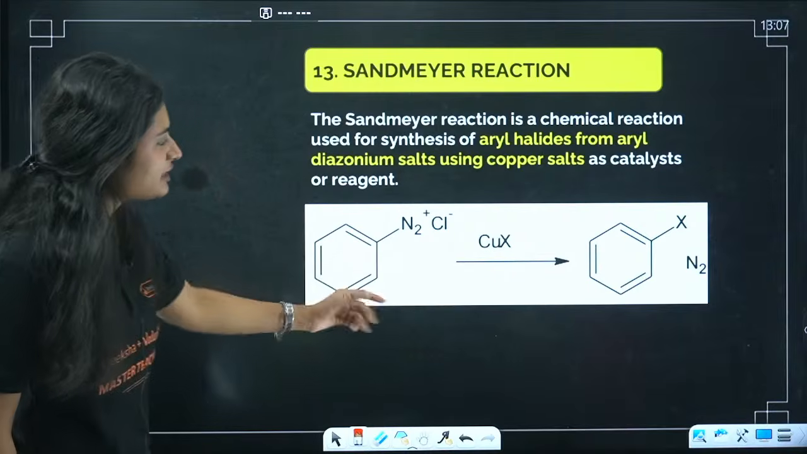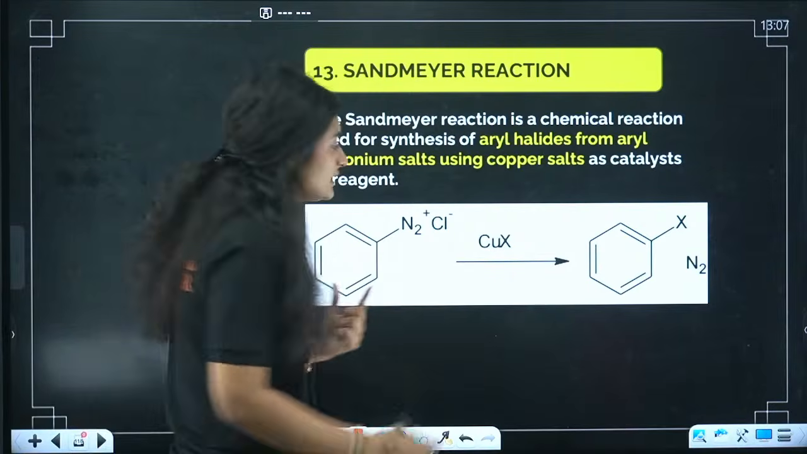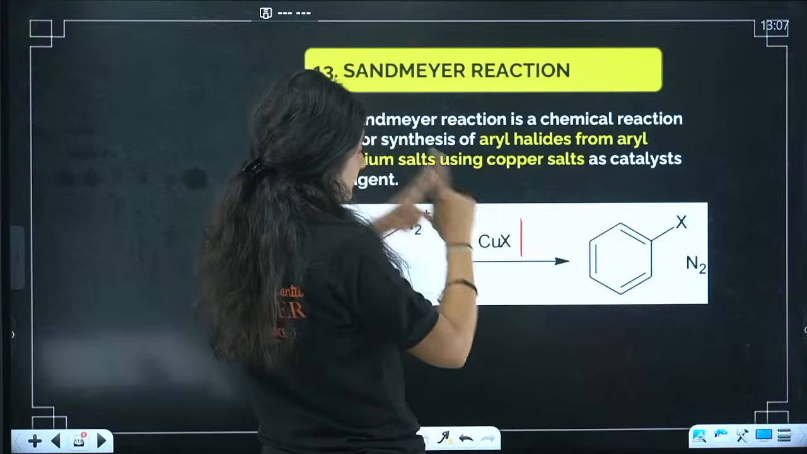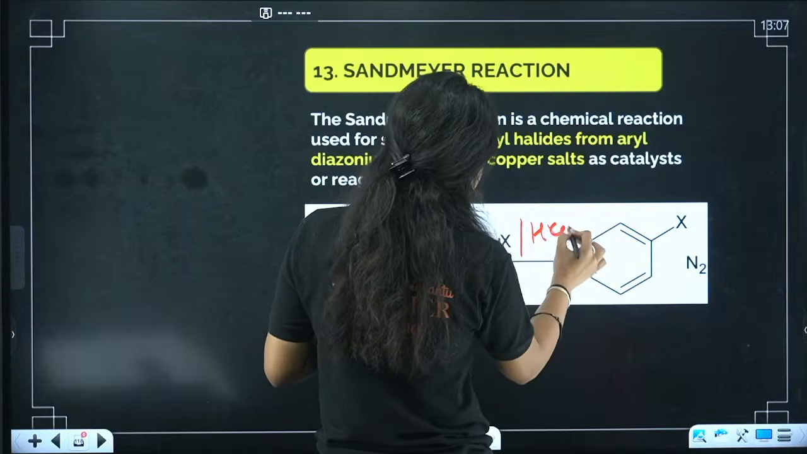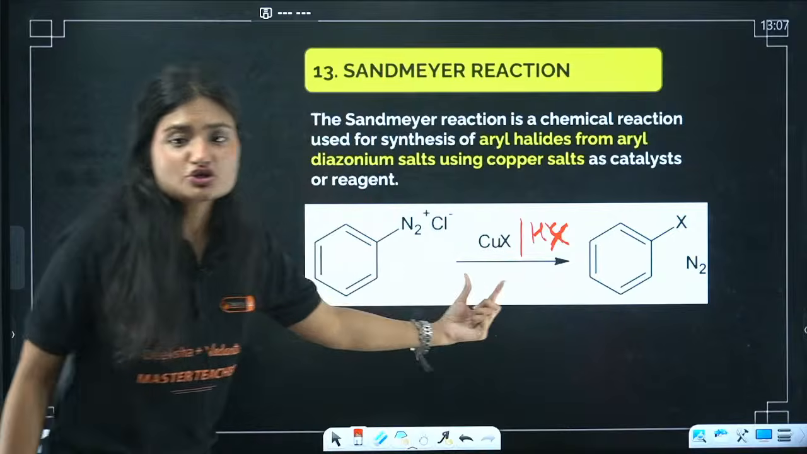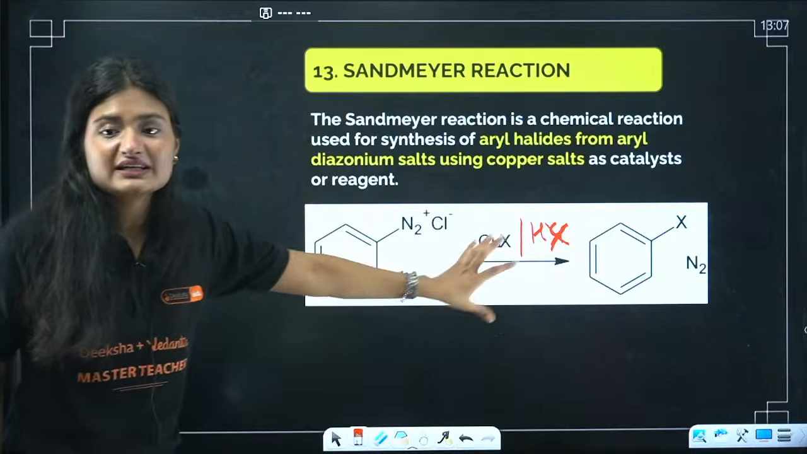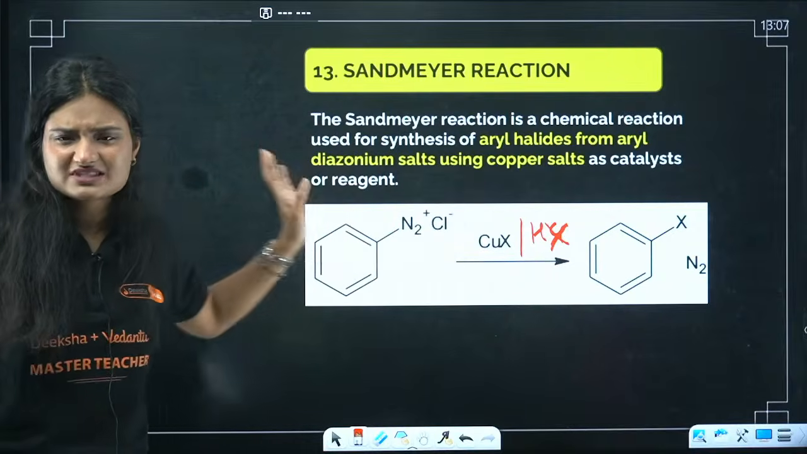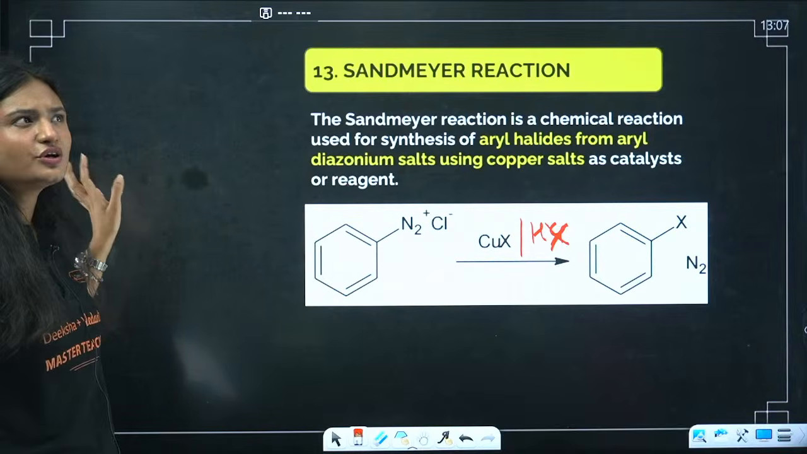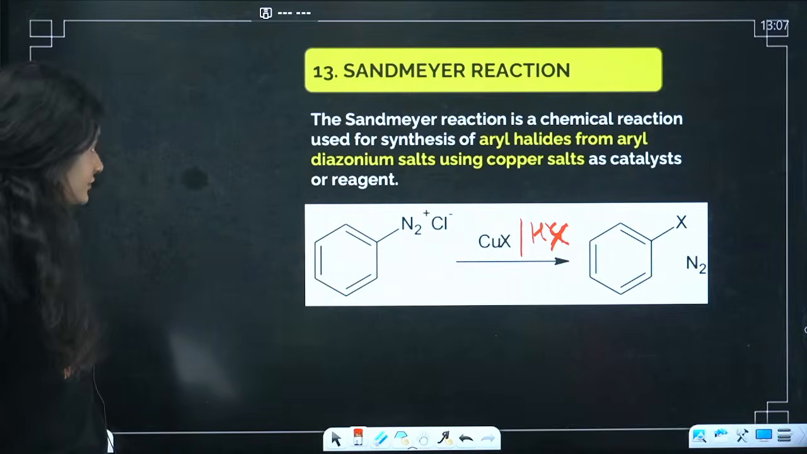Sandmeyer reaction, again the same reaction: diazonium salt when treated with a copper salt in HCl, let's say CuX in HX. Copper salt in the presence of halo acids gives aryl halides. Simple reaction, similar to your Gattermann reaction.